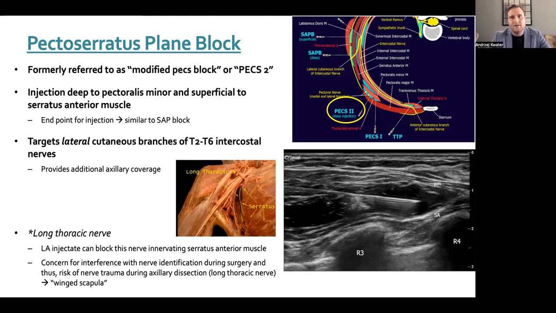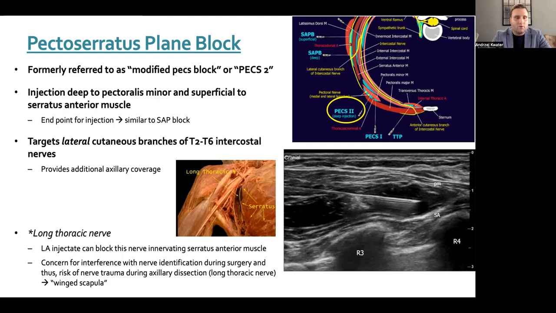The serratus anterior muscle group does start coming into the image, coming over the ribs as you scan more posteriorly. So this injection will spread into that plane. That's why the endpoint for the injection is very similar to a serratus anterior plane block. As mentioned before, this block is targeting the lateral cutaneous branches of the T2 to T6 intercostal nerves, providing additional axillary coverage. And the long thoracic nerve does get blocked with this fascial plane block.